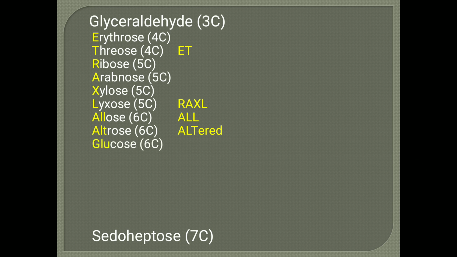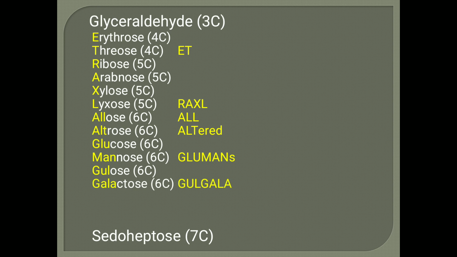Now glucose and mannose come under Gluman. Eteraxyl, all altr, Gluman. So Gluman is nothing but glucose and mannose. Now glucose and galactose represent Gulgala. So Eteraxyl, all altr, Gluman, Gulgala.